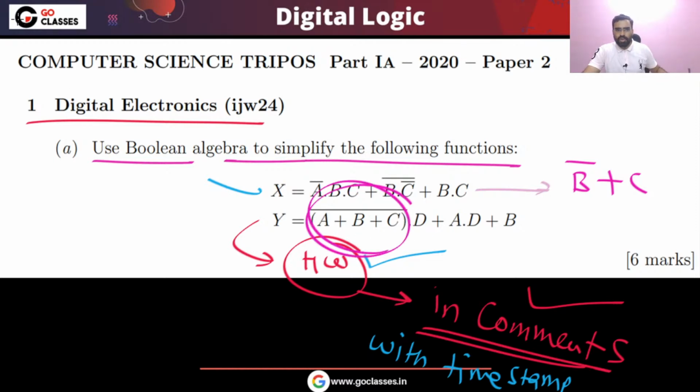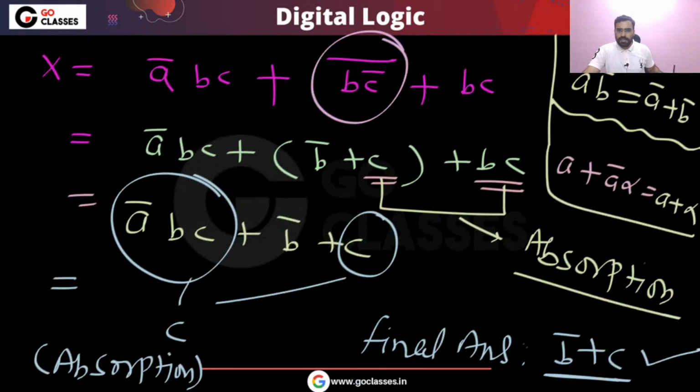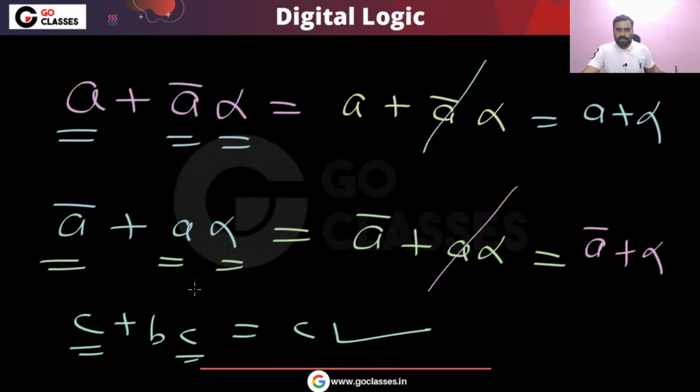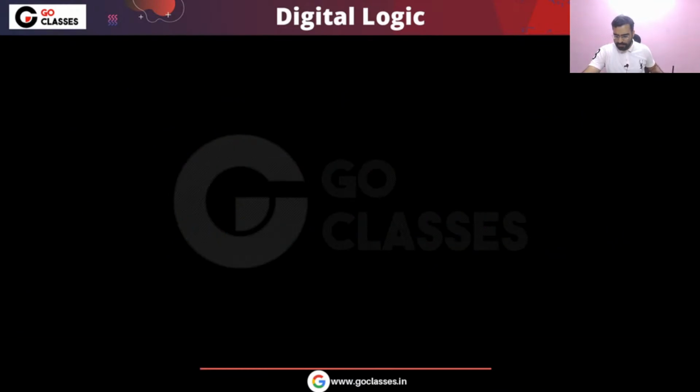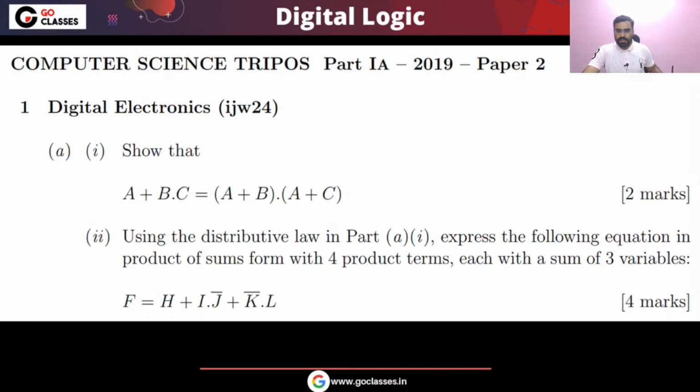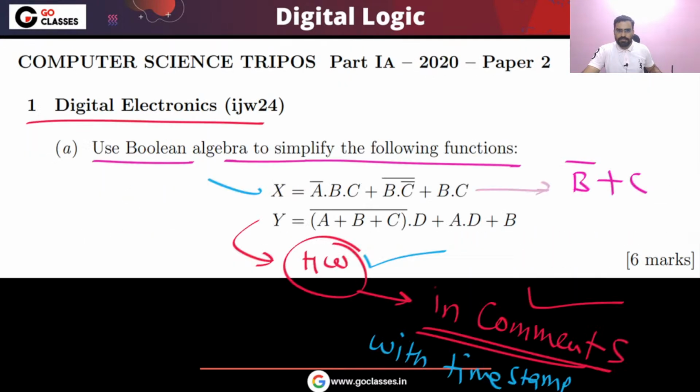When you apply the De Morgan law, this will become A bar, B bar, C bar. Then you apply these rules. This is the absorption law. These three rules are important, you can apply them. Let's see the next one.